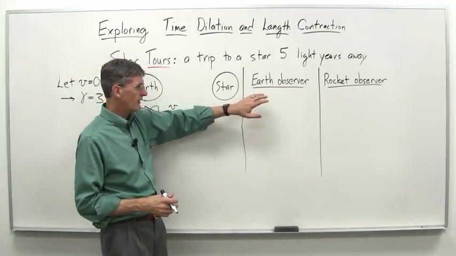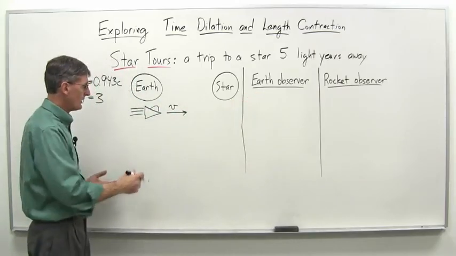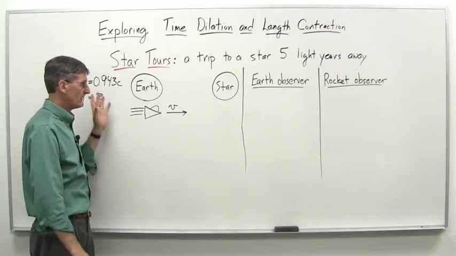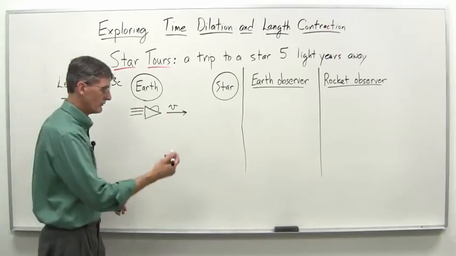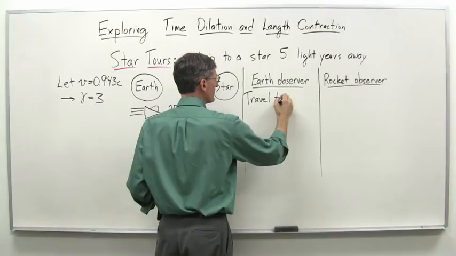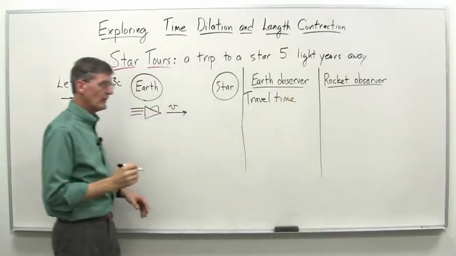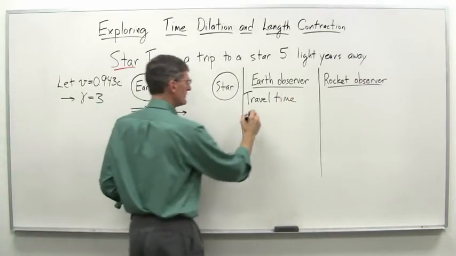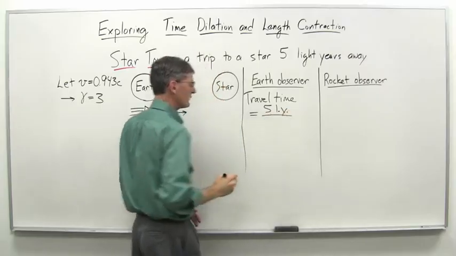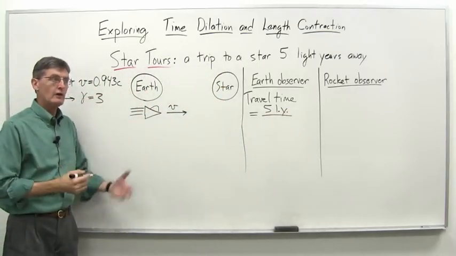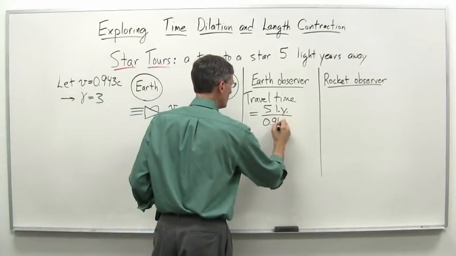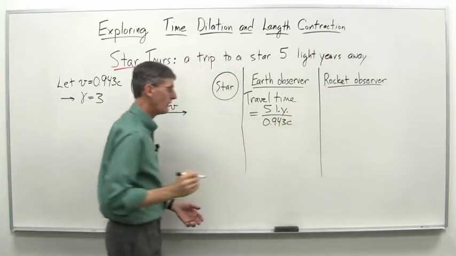But let's look at the Earth observer first and just measure: how long does it take at 0.943c, gamma factor 3, for Bob to get from the Earth to the star? So the travel time here is simply going to be 5 light years, that's the distance from the Earth to the star, divided by the speed, which is 0.943 times the speed of light.